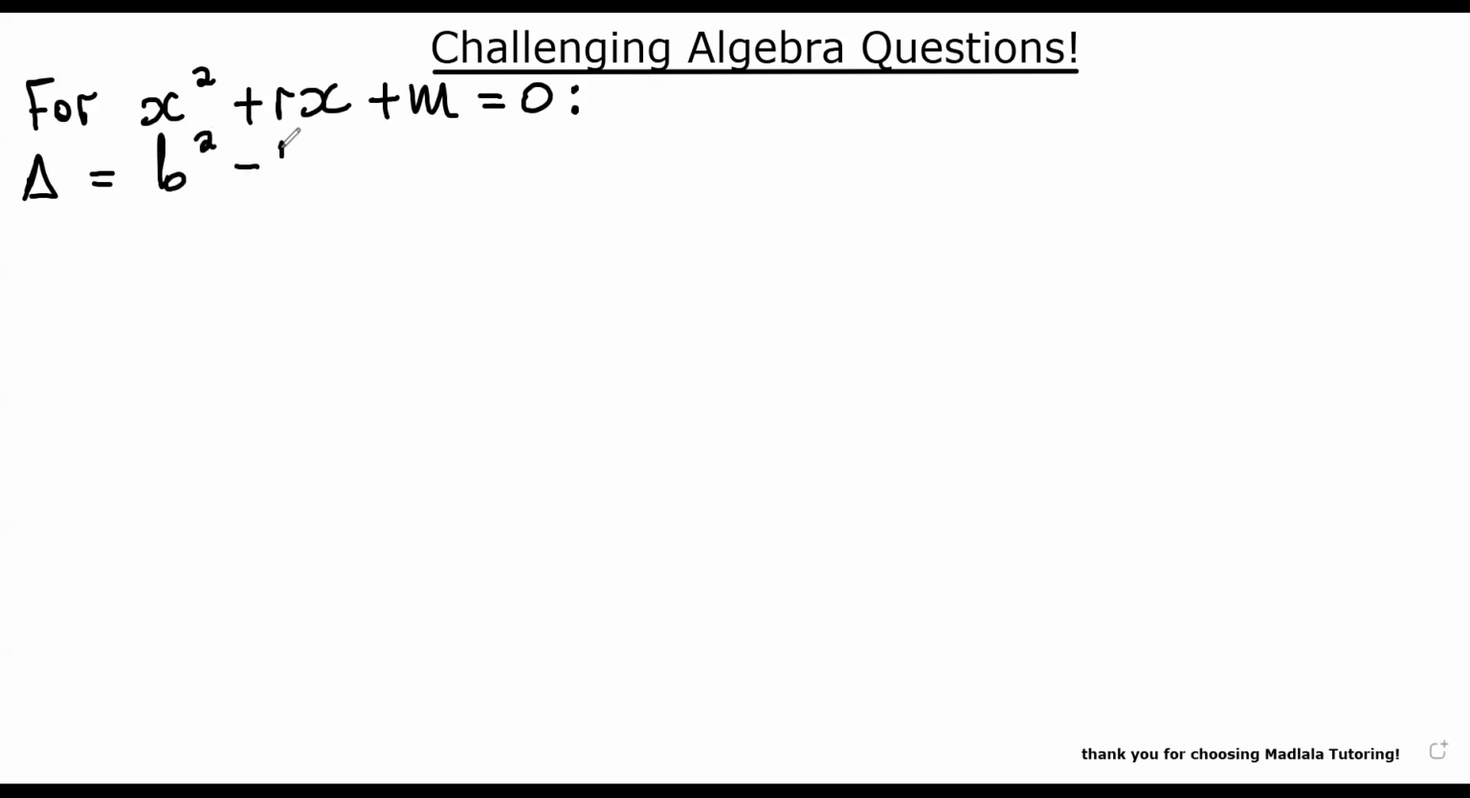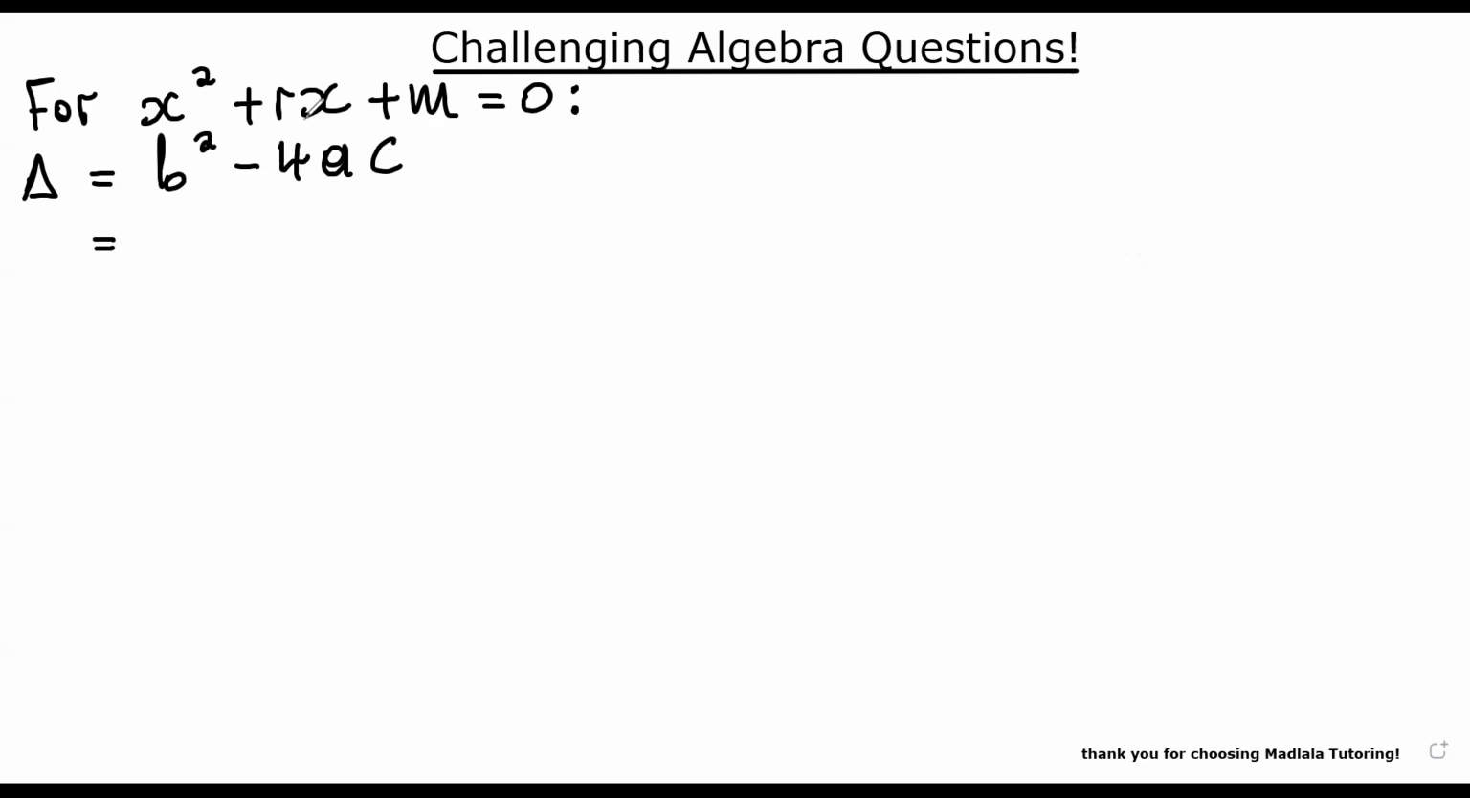Well, we need to consider the first equation, right? So we say x squared plus rx plus m, which is equal to 0. Then we need to find the delta for this one, right? And of course, we know that delta is b squared minus 4ac. Now the question is, why do we begin by talking about delta? Well, it's because they told us that these two equations have real and equal roots. So we are taking advantage of that fact.